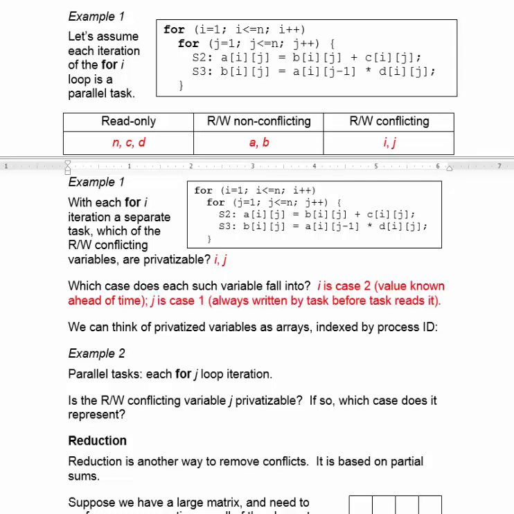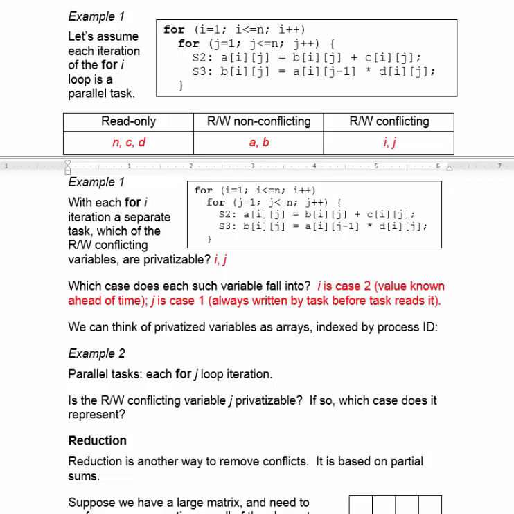One way of thinking about privatized variables is as arrays, where there's one array element for each process, and it's indexed by process ID. So each process has its own copy of the variable, and we don't need to worry about the processes stepping on each other's toes, so we don't need to control access to those variables.